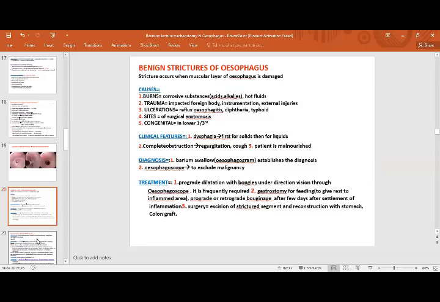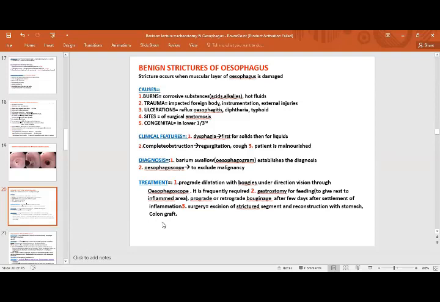Now, benign strictures of the esophagus occur when the muscular layer of the esophagus is damaged. These are the strictures of the esophagus. Again, you must remember the causes: burns, trauma, ulcerations. Sometimes congenital, involving one third of the esophagus. These are some of the causes of benign strictures. Again, the presentation is the same: dysphagia as well as regurgitation, cough, and pain. The patient must be malnourished because he can't take proper food continuously.